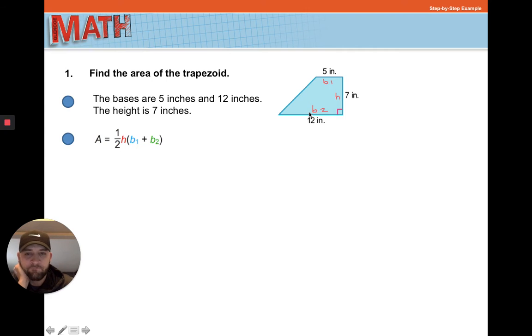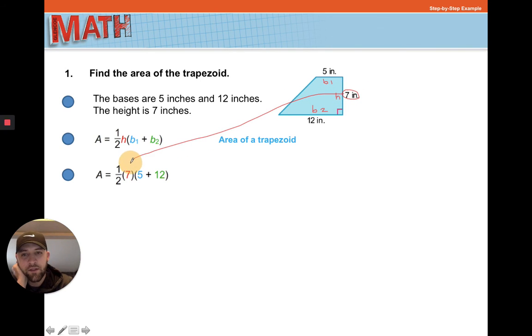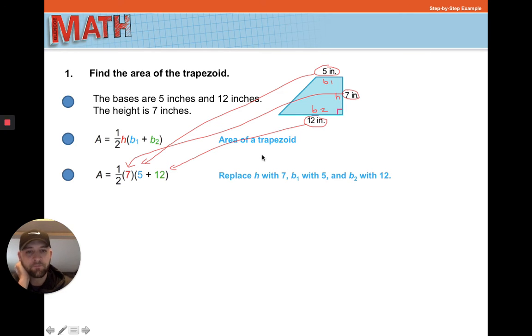All right. Here is your formula. Area equals 1/2 times the height times base 1 plus base 2. Let's see what they do next. They're actually going to go ahead and plug in these numbers. They're taking the height, which is 7, and plugging it right into the formula, so it'll look a little bit like this. They're taking base 1, which is 5, and plugging it right in. They're taking base 2, which is 12, and they are just plugging it right in the formula, just like we've been doing the past couple lessons.